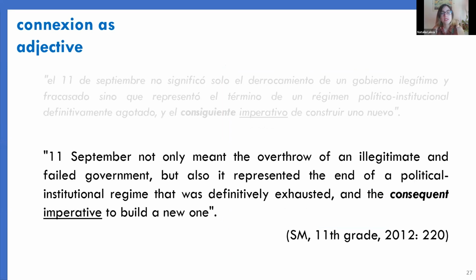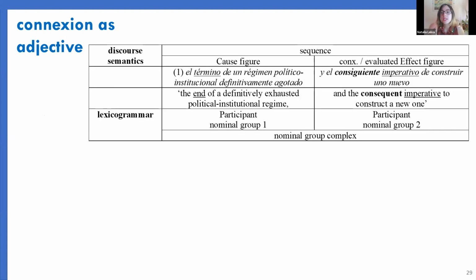In this extract of the history textbook the words of the Chilean dictator Pinochet are quoted. To characterize the 1973 coup, the dictator uses three highly charged experiential metaphors: the overthrow of an illegitimate and failed government, the end of a political institutional regime that is definitely exhausted, and the imperative to build a new regime. The last two of these are connected into a sequence, which is realized by a nominal group complex. The sequence is causal because of the connection being realized through the epithet consequent. Let's see it in more detail with this table.